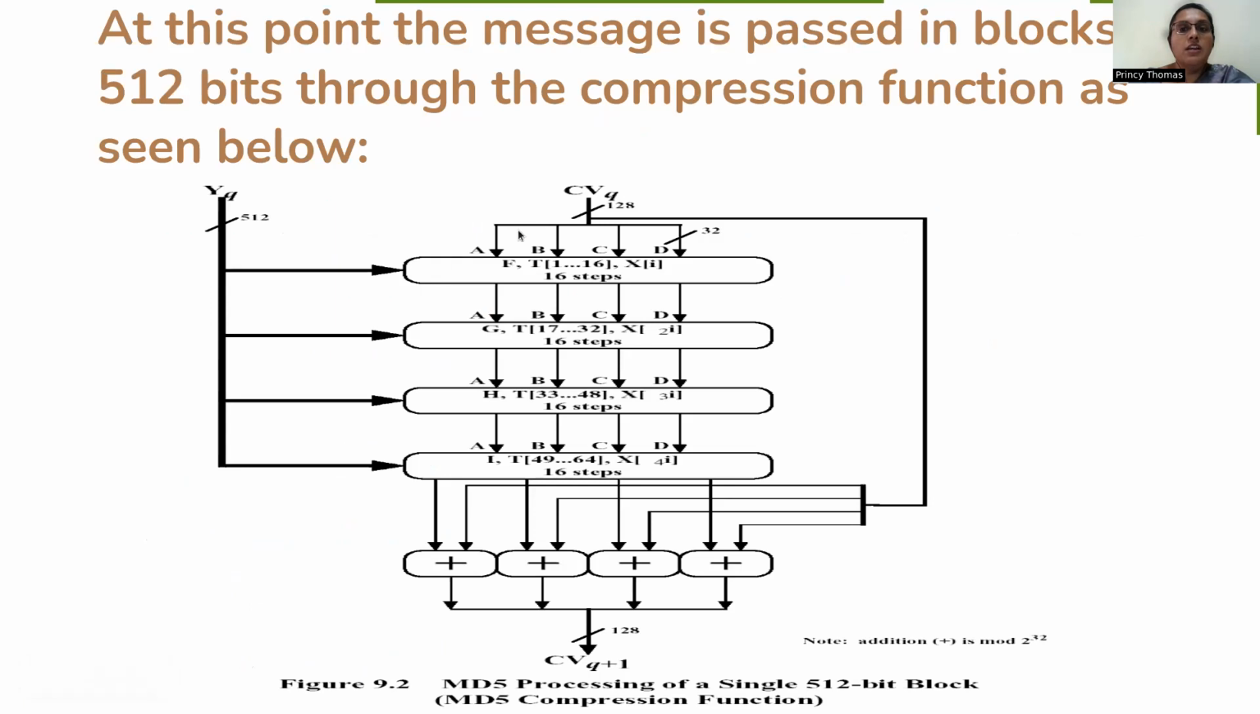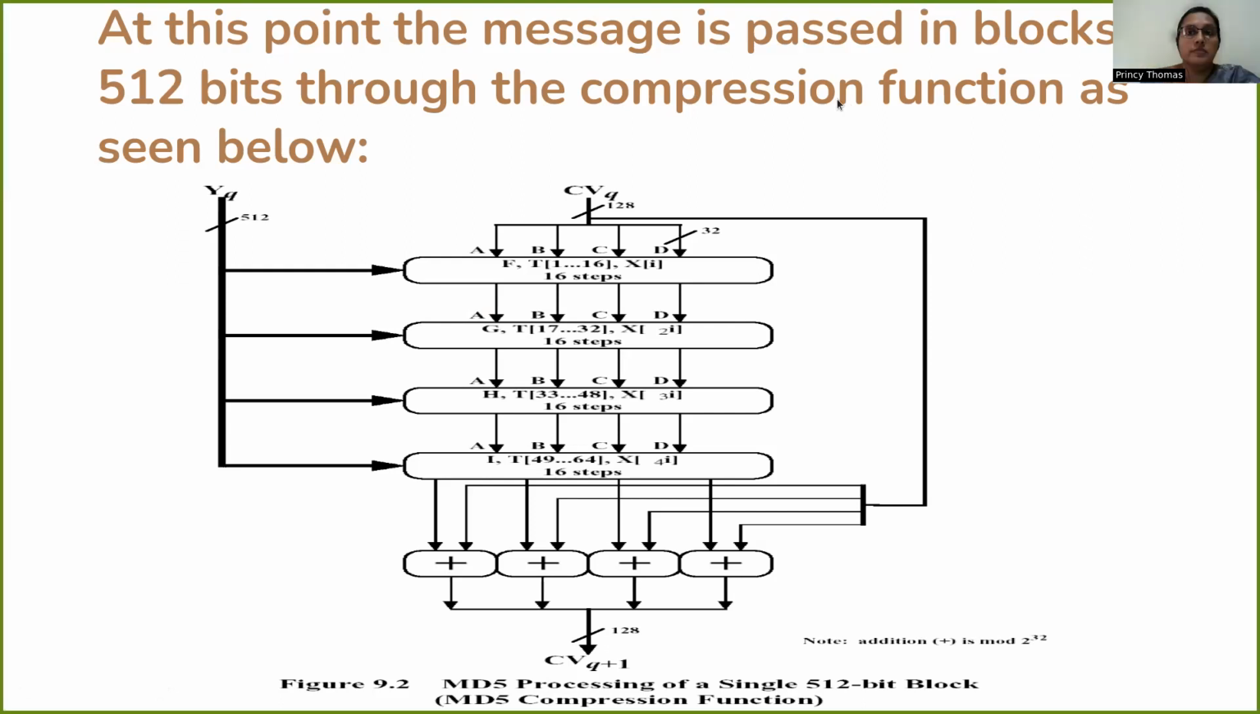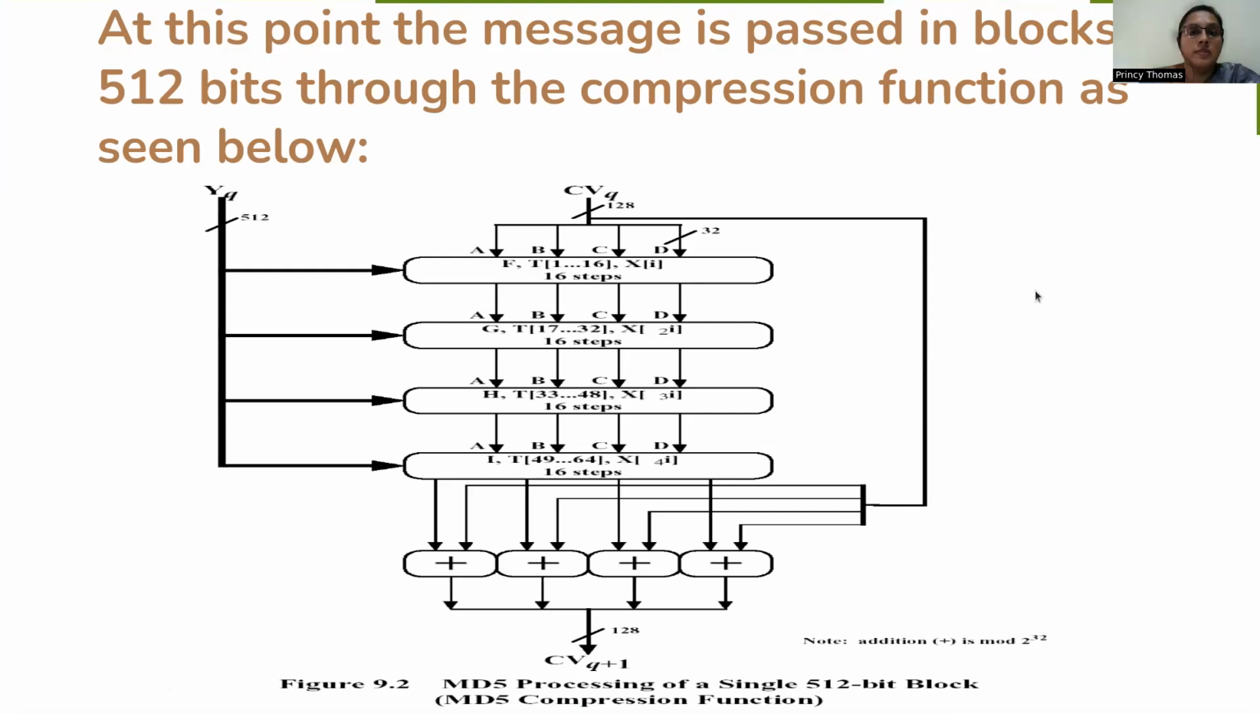Okay, now let's look at this point. The message is going to be divided into 512-bit blocks, and it goes through this compression function because the output is 128 bits. The message digest itself is 128 bits. So how exactly is the 512 bits converted to a 128-bit message digest?